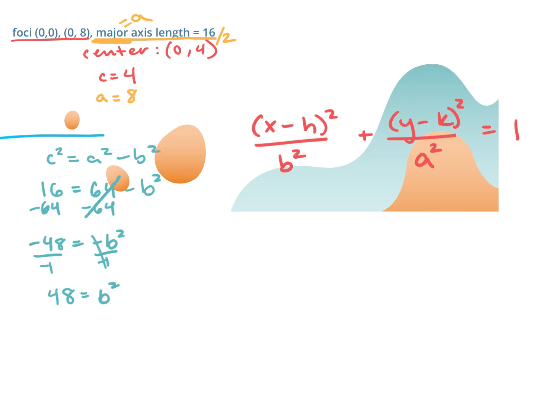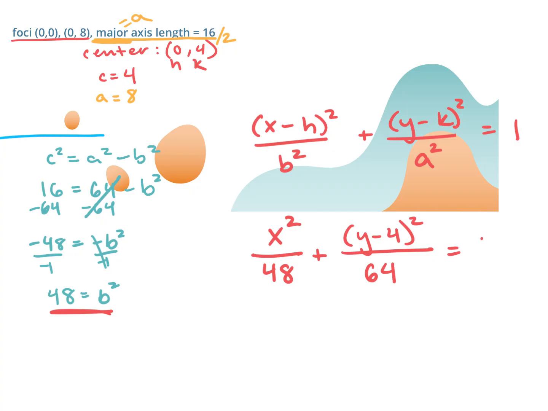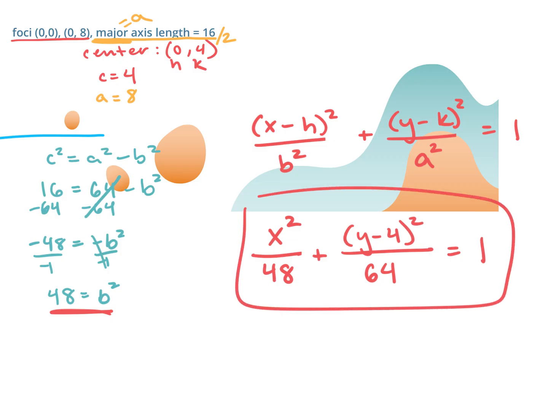So let's just start plugging everything in. What's our h? So x minus h, what's our h? 0. So this would be our h and k. So instead of saying x minus 0 squared, what would we say? X squared over, what's b? Or b squared? 48. Plus y minus k, so that would be y minus 4 squared over, what's a squared? 64 equals 1. That would be our answer.